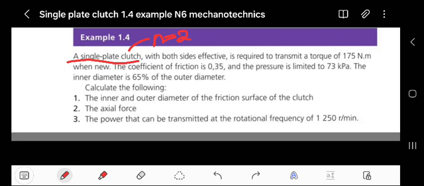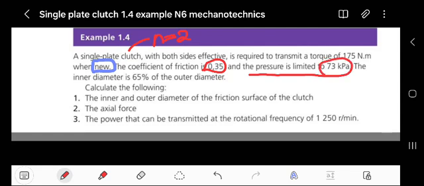It is required to transmit 7.5 newtons when new. Another important thing here, when new. As you can see, it must be very new. Then the coefficient of friction is 0.35, and the pressure is limited to 73 kilopascal.